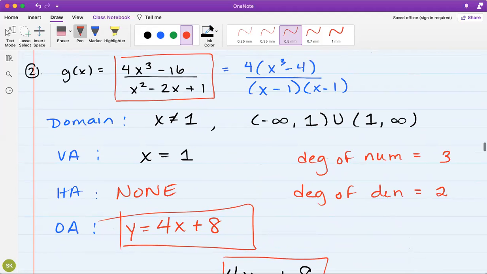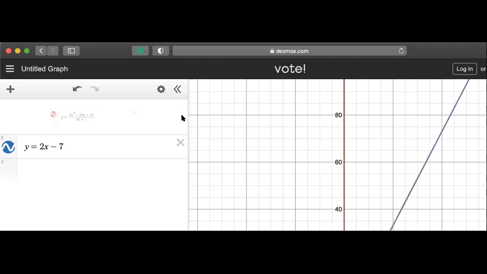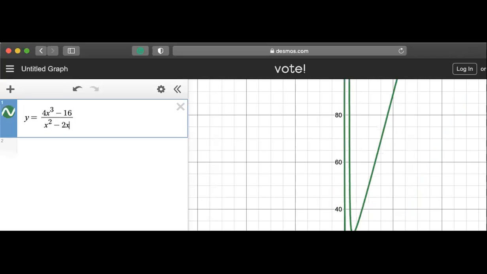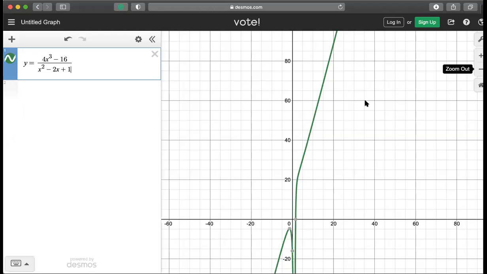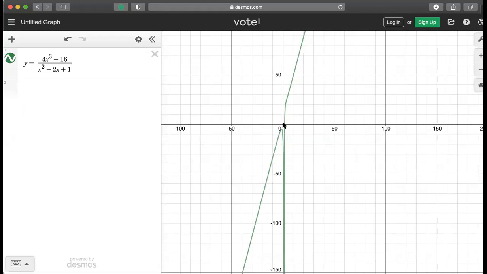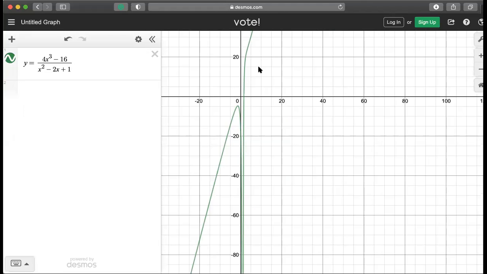So let's see. I'm going to switch to my graphing calculator. Okay, and I'm going to get rid of the stuff I already wrote. I'm going to put y is equal to 4x cubed minus 16 divided by x squared minus 2x plus 1. Okay, so let's look at our picture here. And what do you see? You can see that we definitely have an asymptote right here. And we said that this asymptote was at 1.